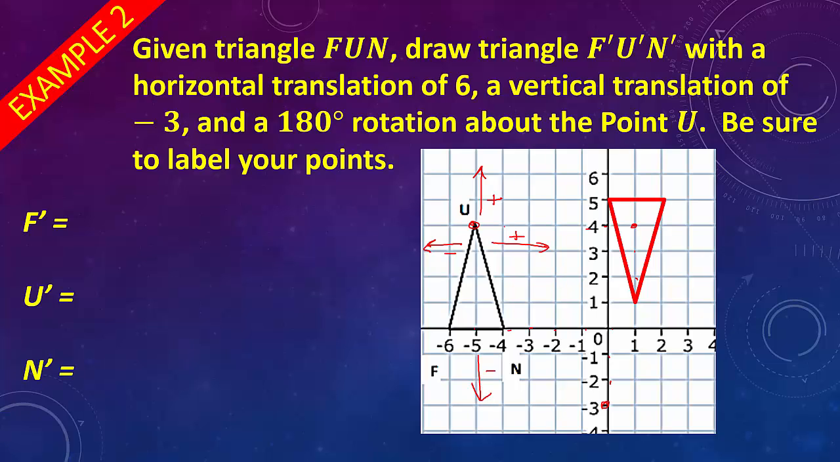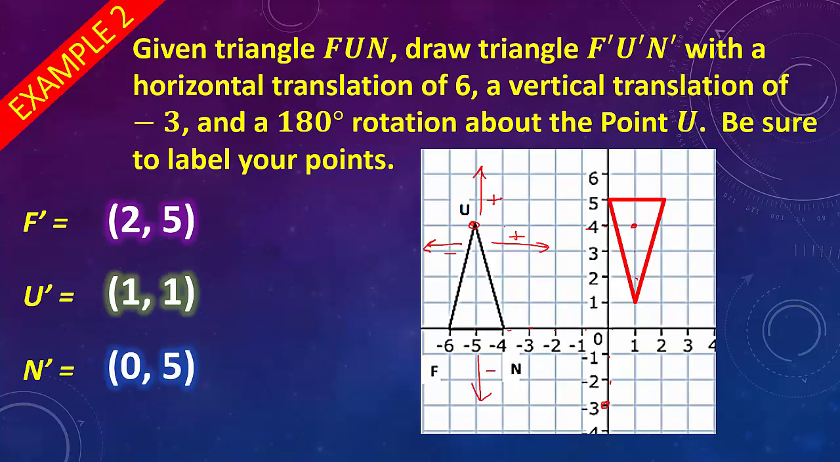So now that we've done all our transformations, U prime is still at 1, 1. But here's U prime, and F prime, which was here, got rotated up to here, and then N prime is right there. So F prime is at 2, 5, and N prime is at 0, 5. It should be stated that when you're doing ordered pairs, if you're unfamiliar, this is your X value, this is your Y value.